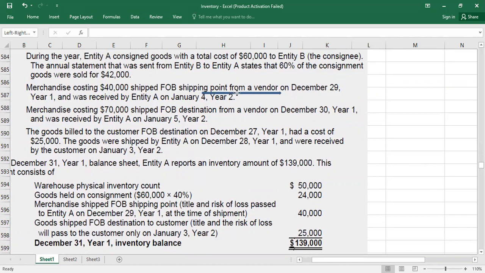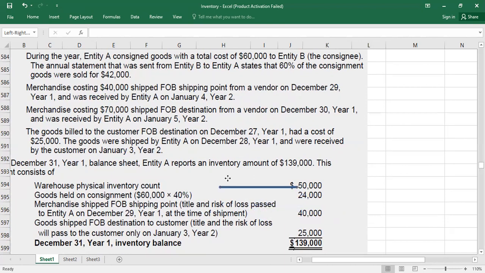shipment. The date of shipment is December 29 year 1, but it was received by entity A on January 4 year 2. So you received after the year end. It means by the end of the period these goods were in transit with the shipping company, but the goods had been handed over to the shipping company before year end. And I told you the rule: if goods have been handed over to the shipping company before year end under the shipping point concept, the buyer will add this inventory. So this $40,000 we will add because we are the buyer here as entity A. So we will add this 40,000 here in the inventory physical count.